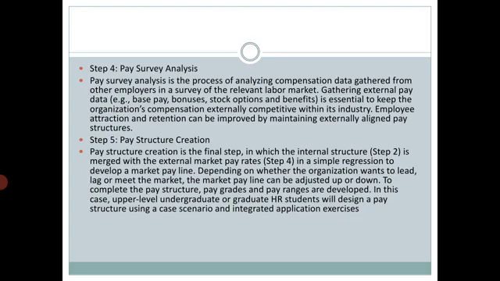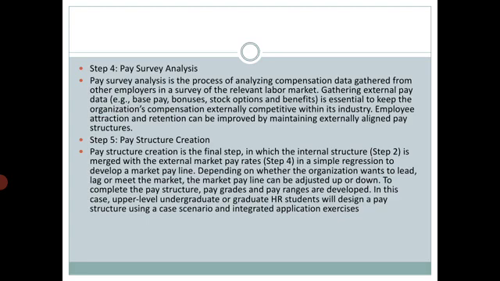Yes, what is your pay structure? What is the pay structure which is prevailing in the industry? Okay, merge it, okay, and prepare a market pay line. Consider whether your organization is leading the market, or lagging behind, or meeting the market. To complete the pay structure, pay grades and pay ranges are developed.